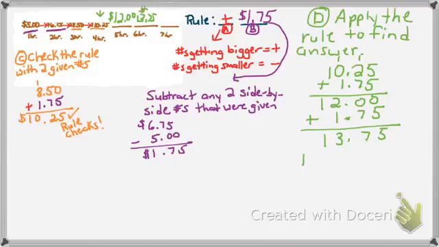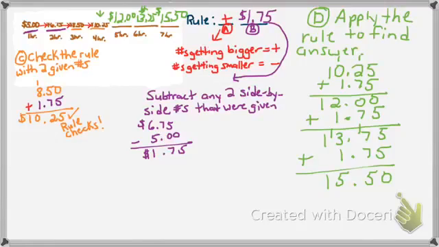Add another rule, which is plus $1.75. 5 plus 5 is 10. Carry the 1. 7 and 7 is 14. Plus 1 is 15. Which is a 5, carry the 1, bring down my decimal, 1 plus 3 is 4, plus 1 is 5, and my 1. So it would cost $15.50 for 7 hours.